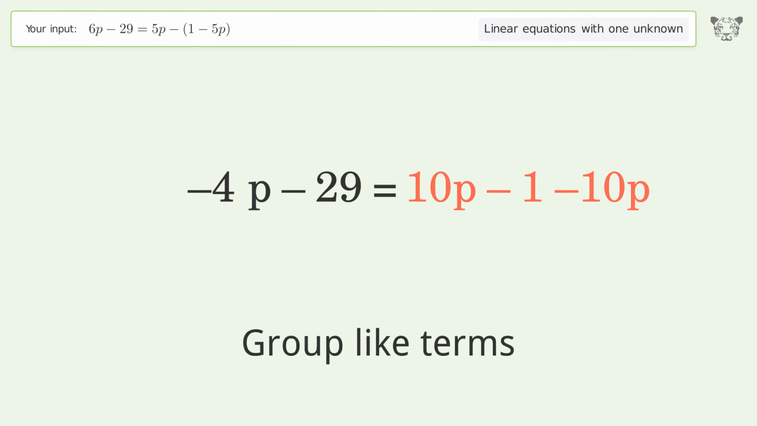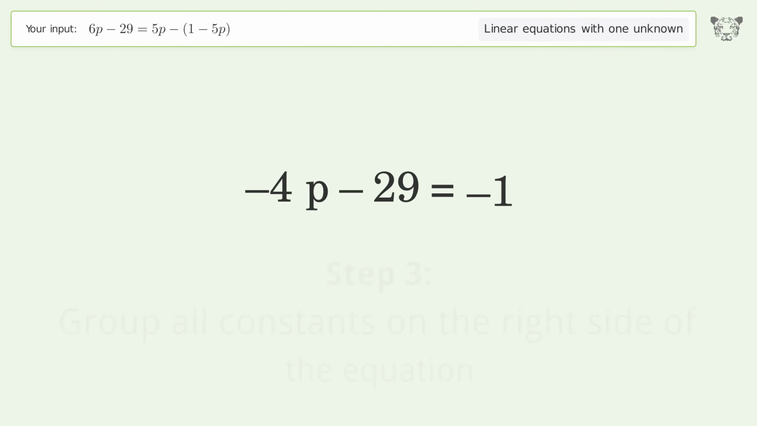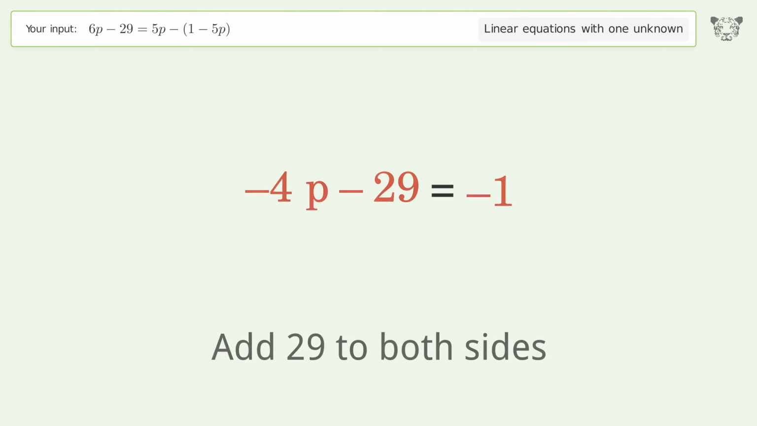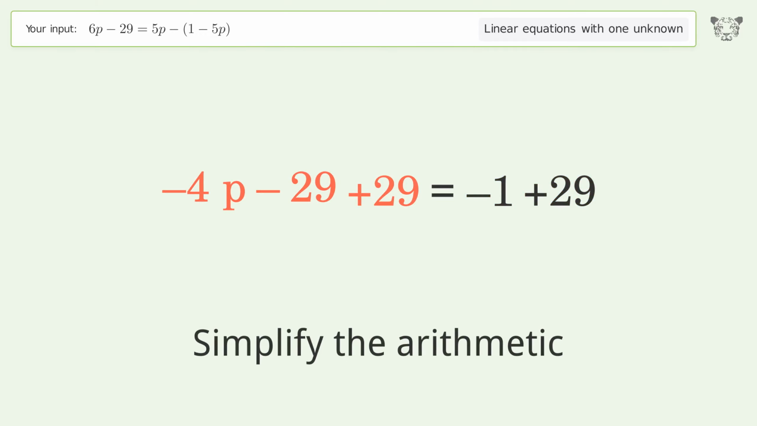Group like terms. Simplify the arithmetic. Group all constants on the right side of the equation. Add 29 to both sides. Simplify the arithmetic.